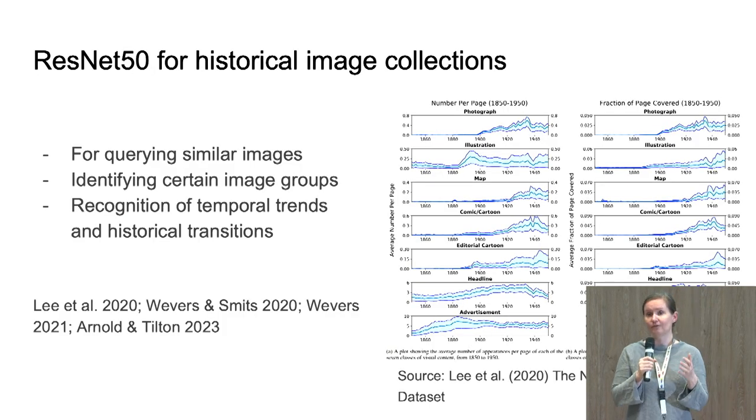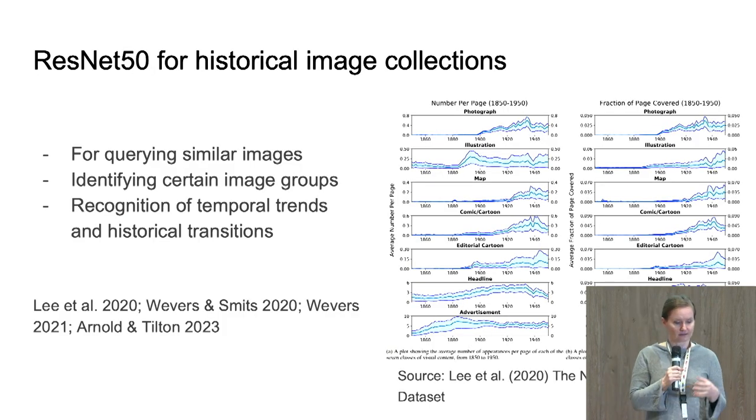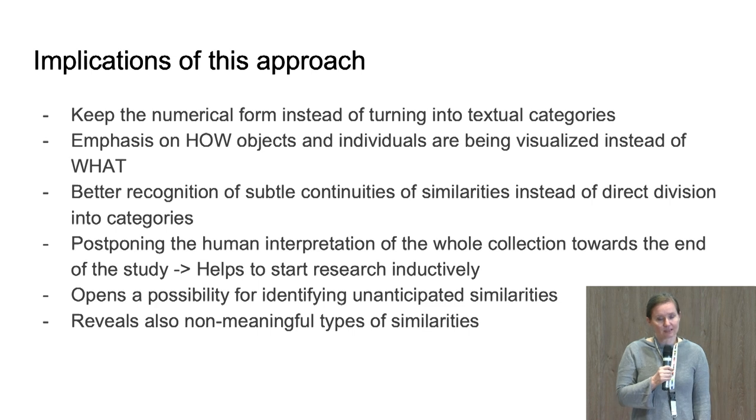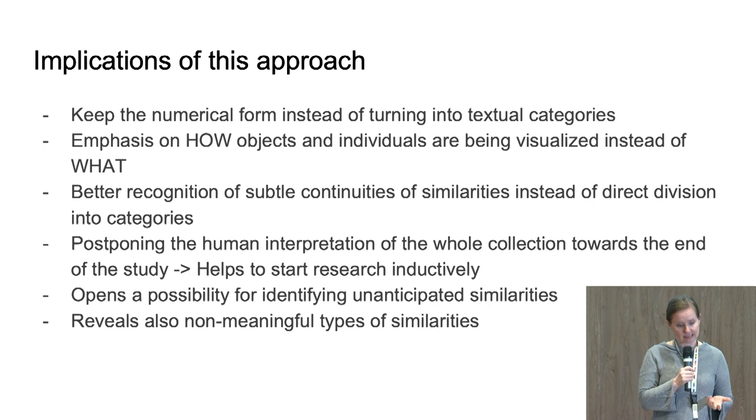Again, of course, we are not the first ones to look at this, and ResNet 50 has also been used for historical image collections by several scholars also present here. It has been used for querying similar images, identifying certain image groups, and recognition of temporal trends and historical transitions within images.